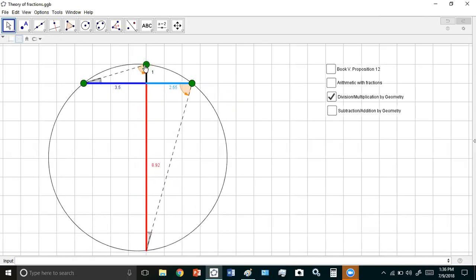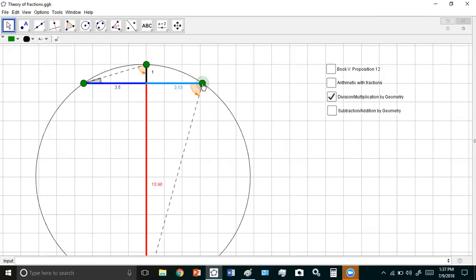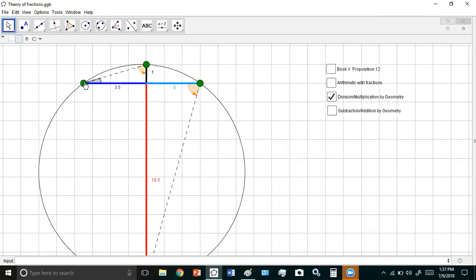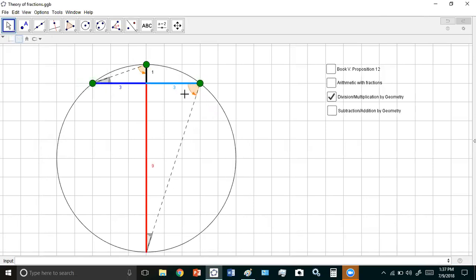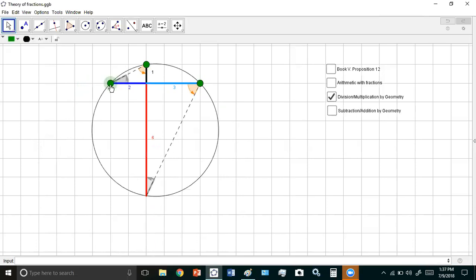So if this is 1, that's good. And now, let's say we want to multiply 2 by 3, okay, and 3 by 3, and 3 by 3 is 9, and 2 by 3 is 6. So you can multiply and divide geometrically without using any numbers whatsoever.